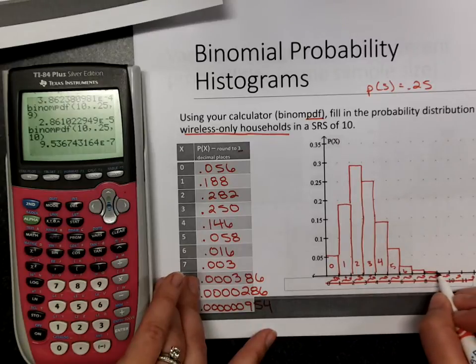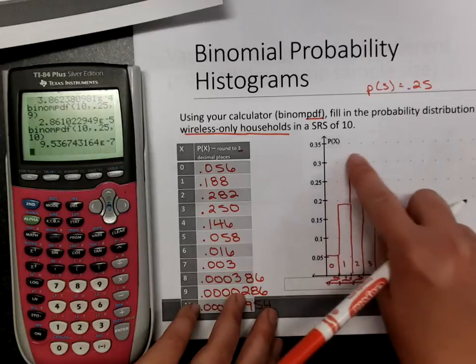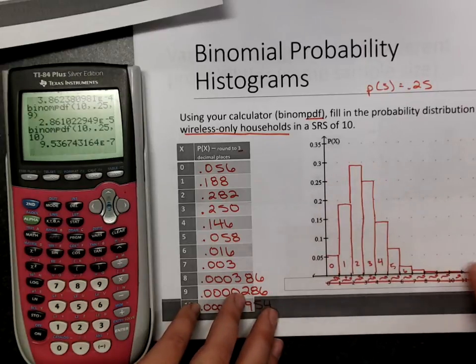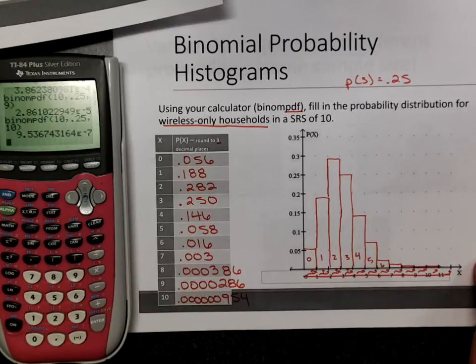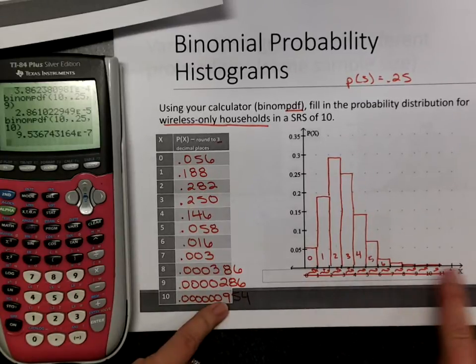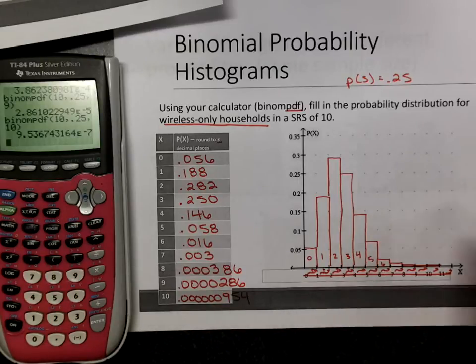8 is pretty much nothing. 9 is pretty much nothing. And 10 is pretty much nothing. So it has a spike right around 2 or 3, and then it pretty much tails off into no chance at the end. So just ignore those numbers at the bottom. It should be 0, 1, 2, 3, 4, 5, 6 between those tally marks.